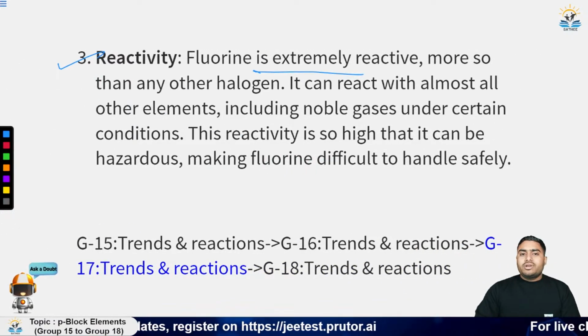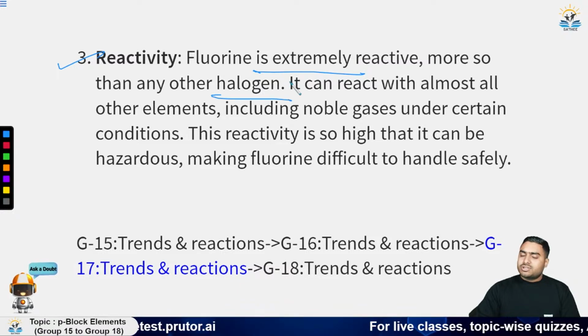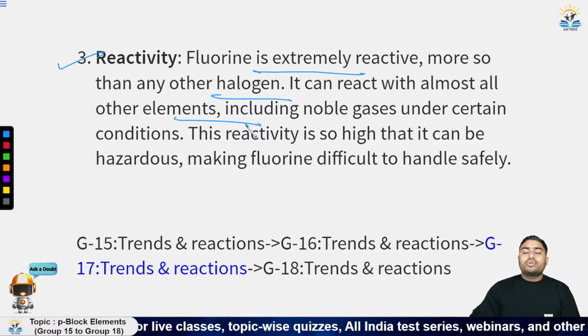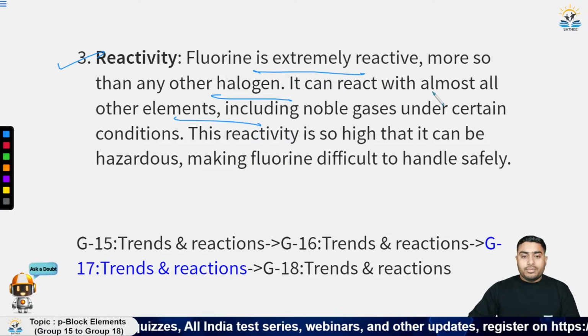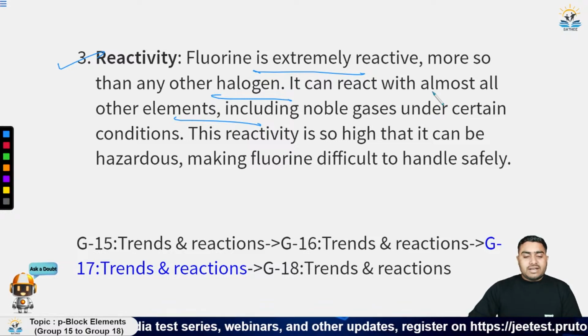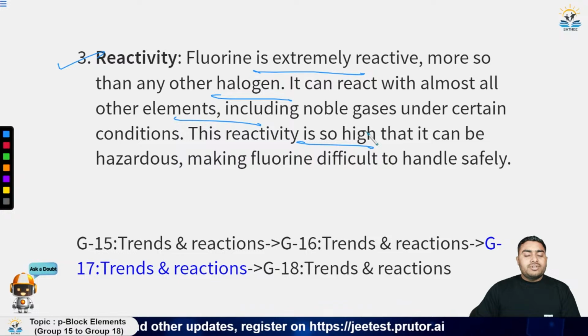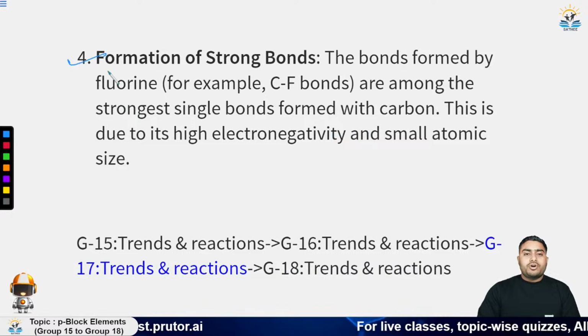So reactivity: fluorine is extremely reactive, right? More so than any other halogen. Chlorine, bromine, iodine are less reactive than fluorine, right? It can react with almost all other elements including noble gases as well. It can form compounds with noble gases, like xenon fluorides can exist, right? Under certain conditions, this reactivity is so high that it can be hazardous, making fluorine difficult to handle safely as well. Now the next point is formation of strong bonds.